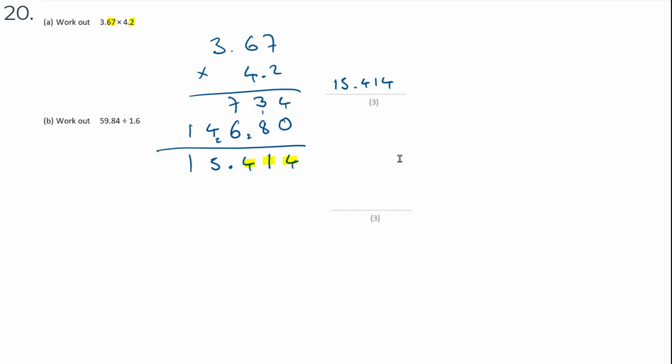So part B, we've got 59.84 divided by 1.6. So we're going to be dividing by a decimal. I don't really like that, really, to be honest. I'm going to just times top and bottom by 10, I think, to get rid of that decimal there for the divisor. So if I multiply both parts by 10, we're going to be dividing one by the other anyway.